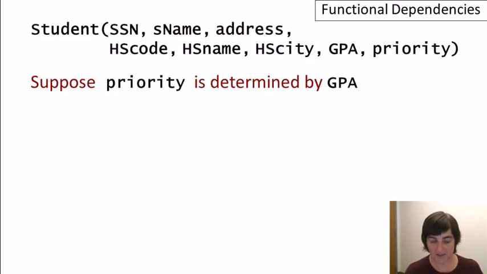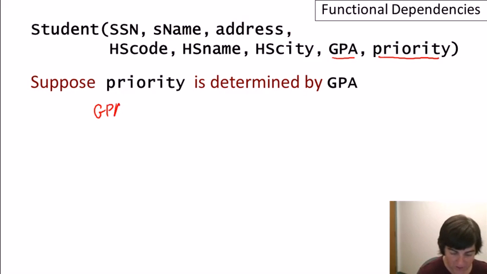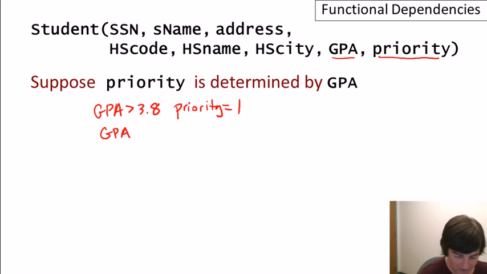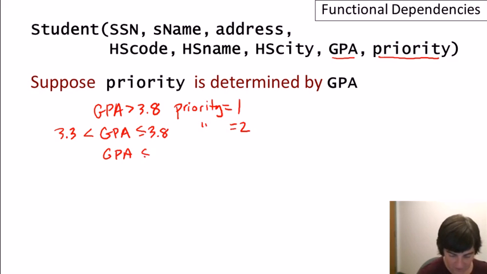To motivate functional dependencies, let's focus on the student relation and specifically on the GPA and priority attributes. Let's suppose that a student's priority is determined by their GPA. For example, we might have a rule that says if GPA is greater than 3.8, then priority is 1. If the GPA is in between 3.3 and 3.8, then we'll set priority to be equal to 2. And if the GPA is less than 3.3, then the priority value is 3.